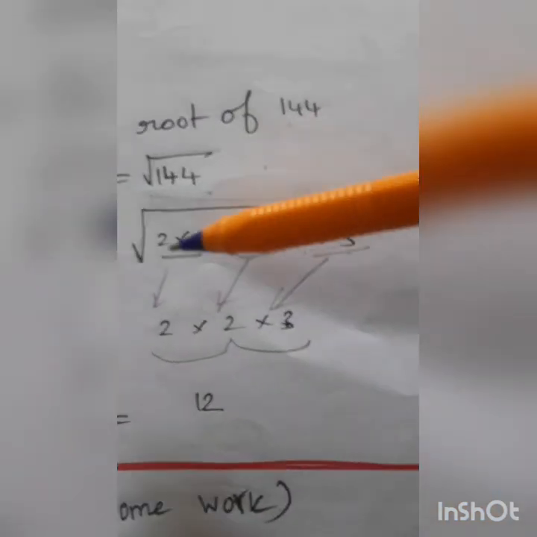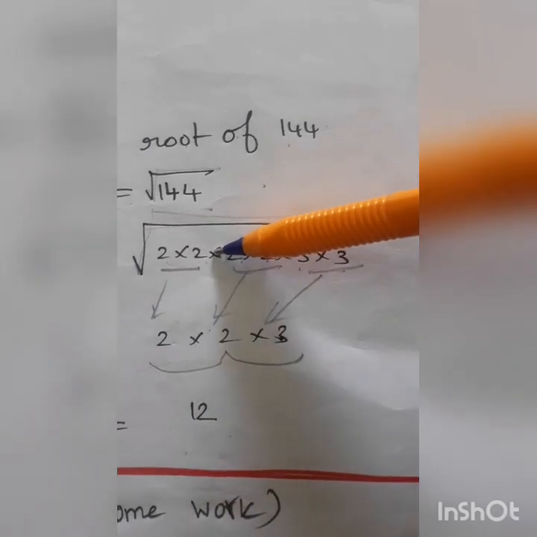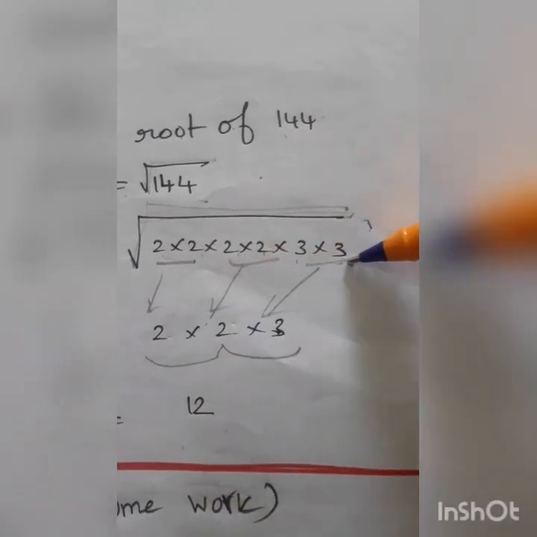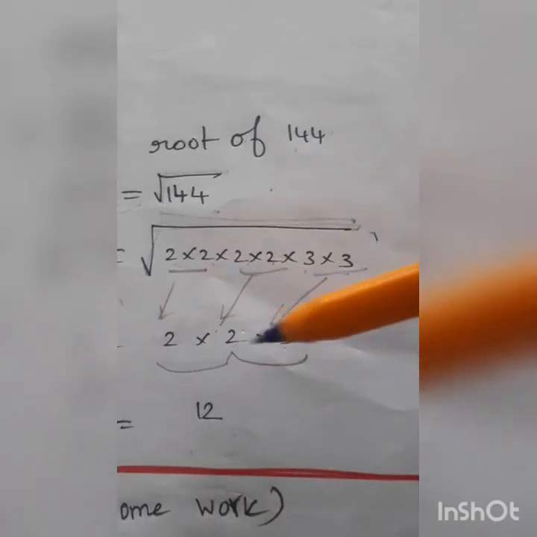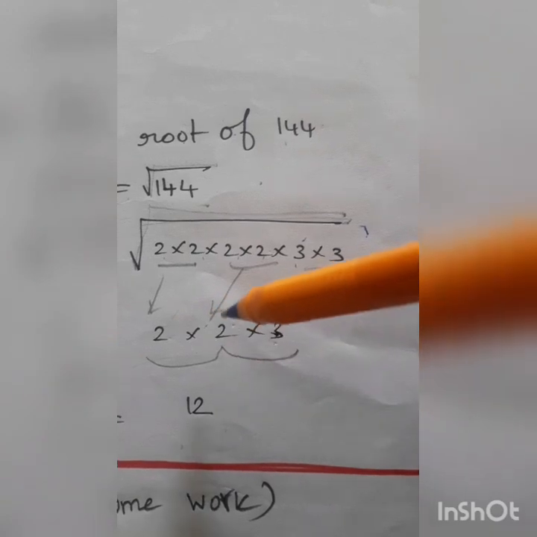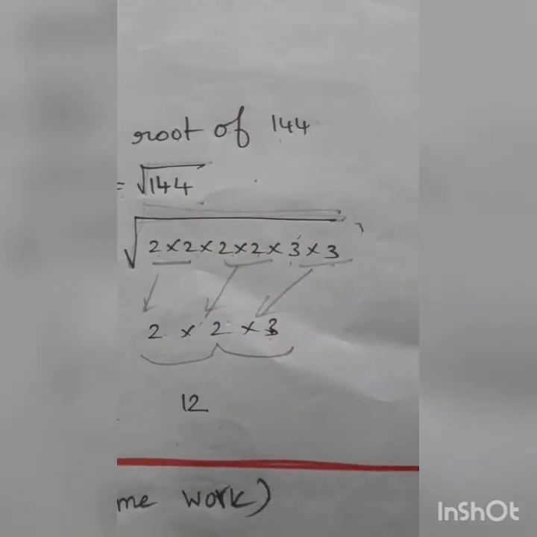Underline the number with a pencil, 2 numbers. From 2 2s, you write 1 2. Next symbol is into. From 2 2s, write 1 2. From 3 3s, you write 1 3. Should not put in the square root. Why? From 2 numbers you take 1 number. Hereafter no need to put the square root symbol.